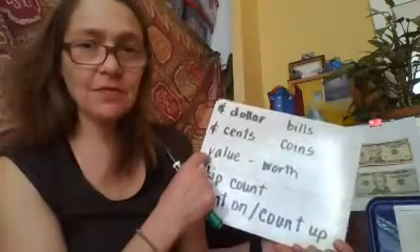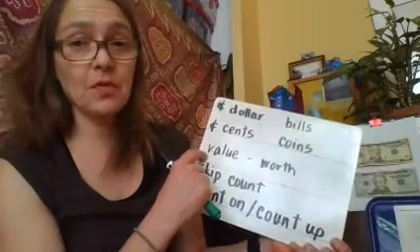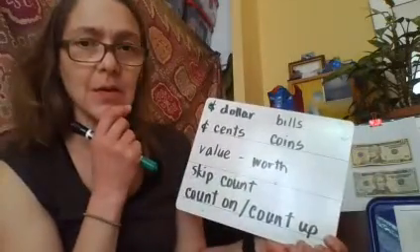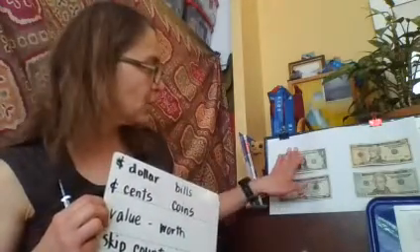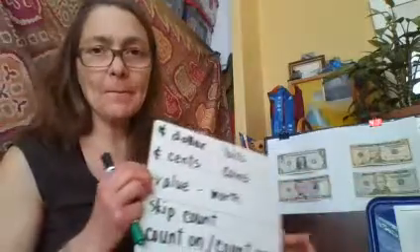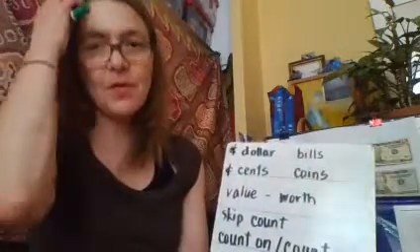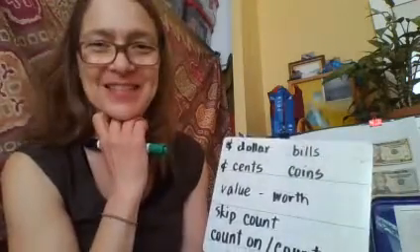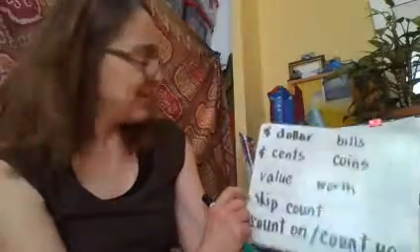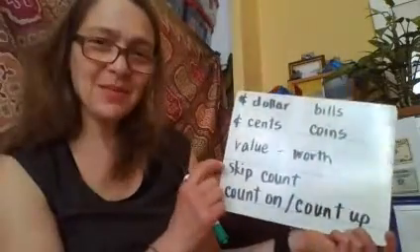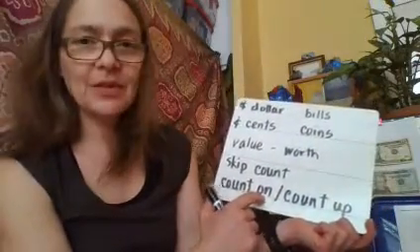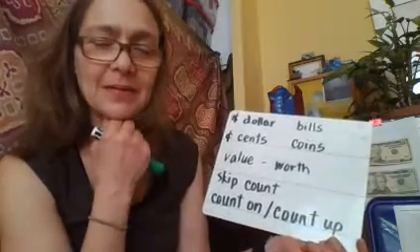We're still going to work with value and measure the value of what the bills are worth. That's the amount each bill is worth, and it's written on there. So the 1, the 5, the 10, and the 20. I think they have you working with a $100 bill as well, but I didn't have one of those to display. We're still going to be skip counting, and counting on, which is essentially counting up.